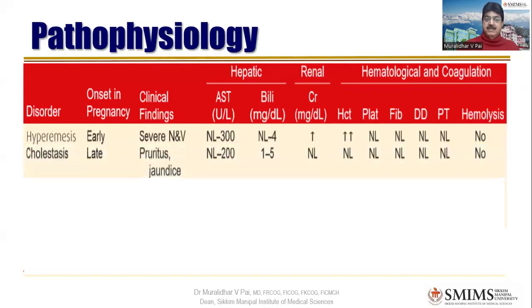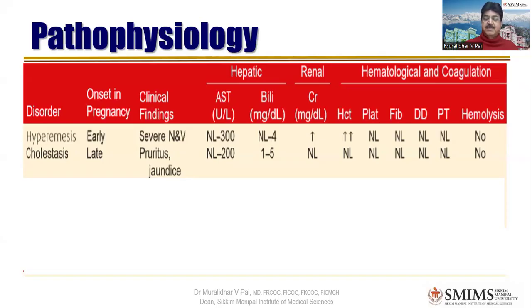Now I come to cholestasis of pregnancy, which is the topic of the day. As you can see in the first column, onset is late. So this is the problem which takes some time for the cholestasis to develop. Clinical findings are pruritus and jaundice, which I have already told you. It can be singular or plural; both of them can be there in a patient. Again, look at the AST, ALT. I told you already, they are normal, less than 250.